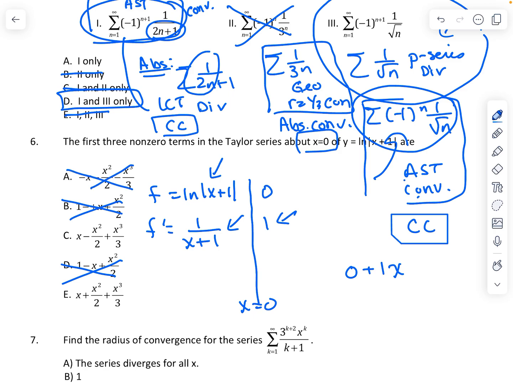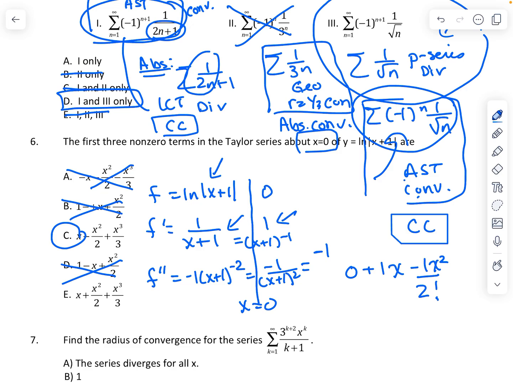So I need my second derivative here. So remember this is x plus 1 to the -1. So I'm going to bring down the -1, reduce the power by 1. So this is really -1 over x plus 1 squared. And if I plug in 0 here, I get a -1. So the next term would be second derivative times x squared over 2 factorial. And that gets me down to choice C.